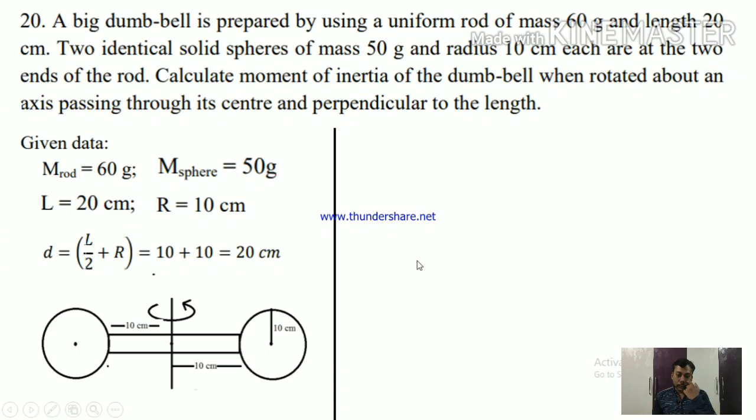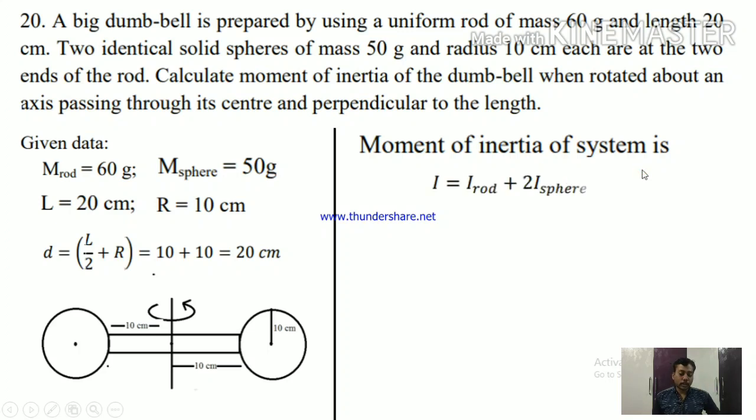And now here we have to determine the moment of inertia of this whole system. System means the dumbbell, the rod and two spheres, that is the total dumbbell. So the moment of inertia is the moment of inertia of the rod plus the moment of inertia of the first sphere plus the moment of inertia of the second sphere.